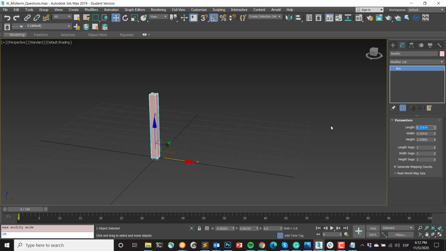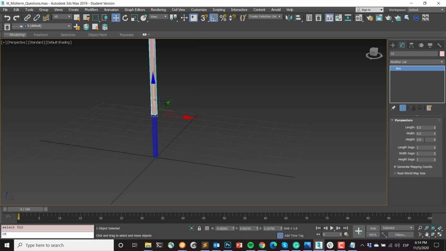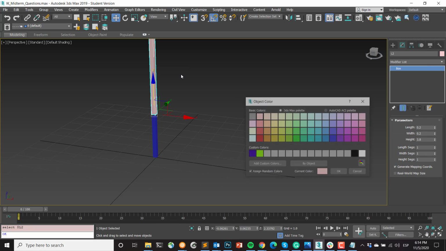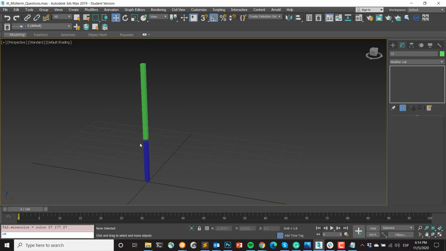So I will create two objects for L1 and L2, and I will give them the same height as the length referred to in the question. So I have two boxes. One is called L1. I can even change the color. This one will be blue, and it has 2.2 units, which is the length for L1. And the other is called L2, and it has 3.8 units, which is the length of L2, right? I will change the color to green. And so we have these two guys here, right?